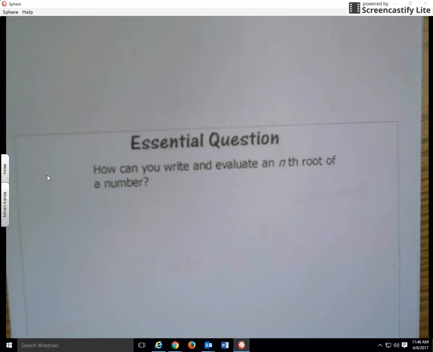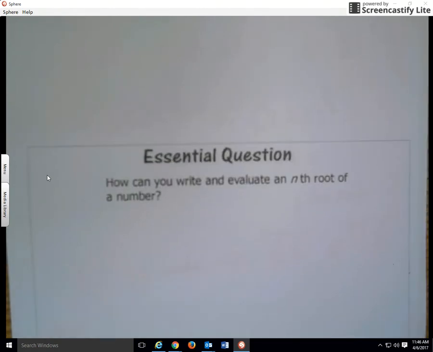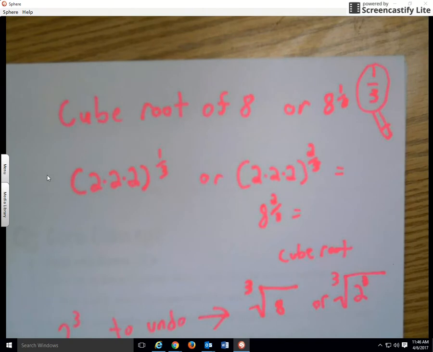Okay, so we're going to go over some ideas, and then we'll let you practice it in just a second. And the essential question this time is, how can you write and evaluate an nth root of a number? So I want to go over some ideas really quick.